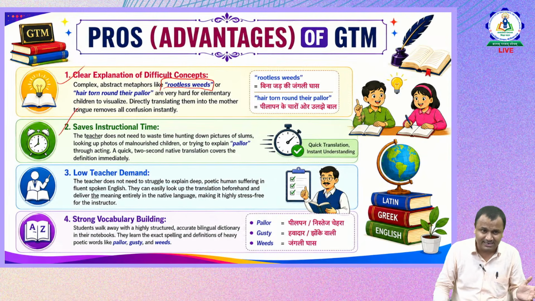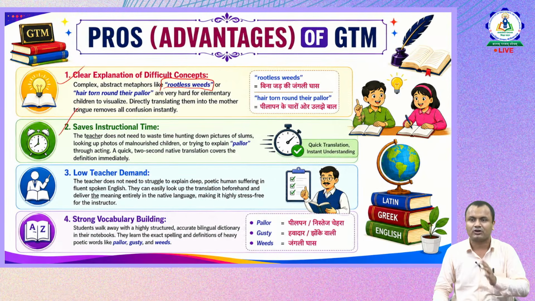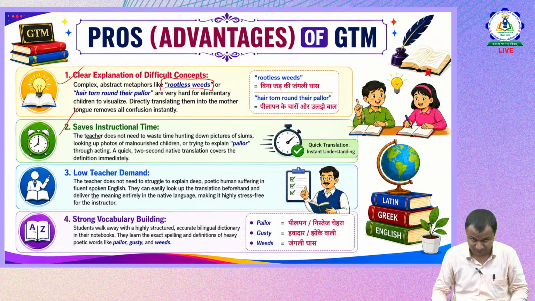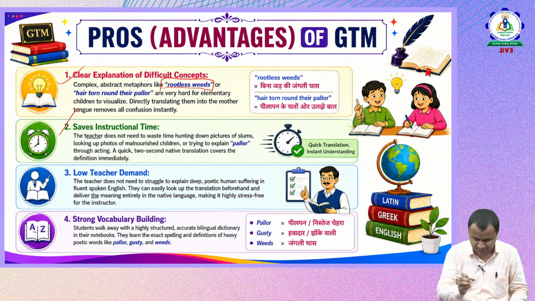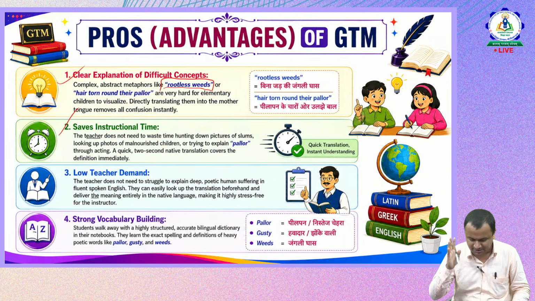While teaching through any other method. But when we teach through GTM, it saves time. Why? We just need to translate the sentence into the mother tongue of the student, and the student will acquire the meaning of the particular concept that we want to teach. So it's quick because we translate it immediately, promptly, instantly.